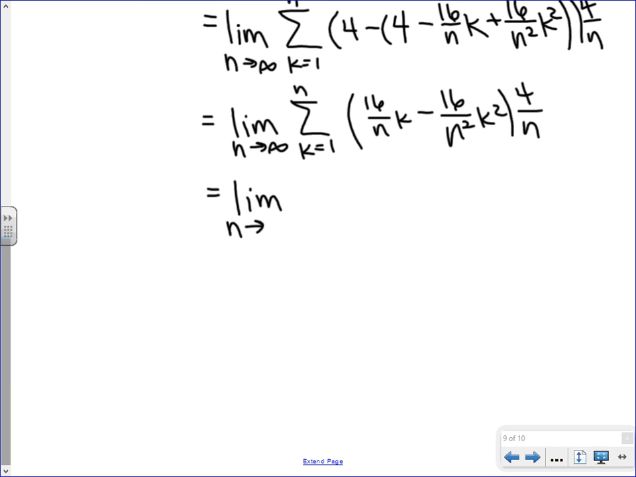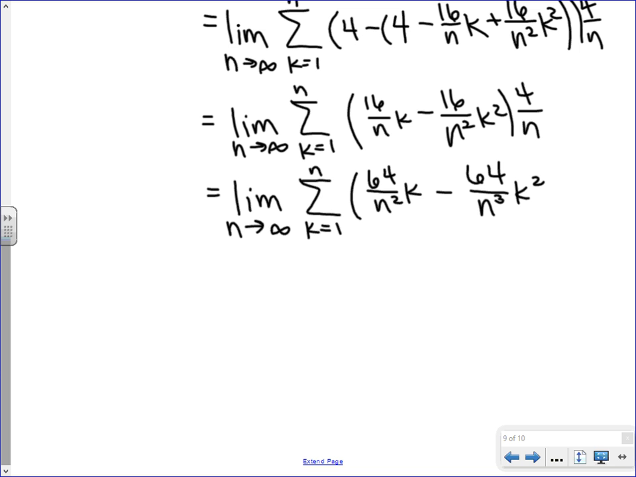We're getting closer. So now we have 64 over n squared k minus 64 over n cubed k squared. And if you think back to those limits that we did, yes.